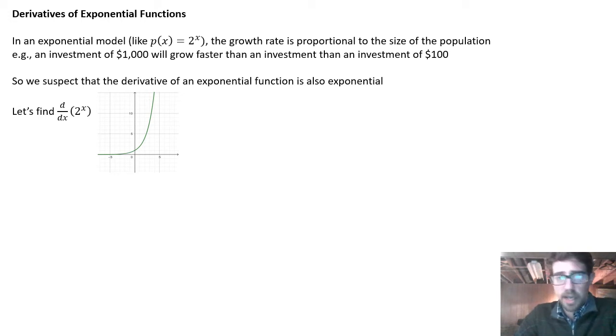We'll start with 2 to the x. That's a simple function. Like I said, the doubling function, that's what the graph of it looks like. These things shoot up very fast depending on what the base is. 2 is called the base in this case, the base of the exponential function.